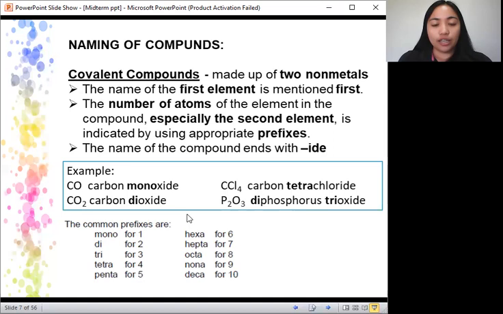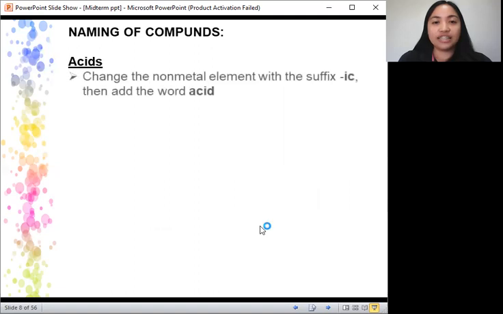You might ask why we did not put monocarbon monoxide. That is because it is very understandable already. You put a prefix, especially on the first element, if its subscript is not one. So next is acid.